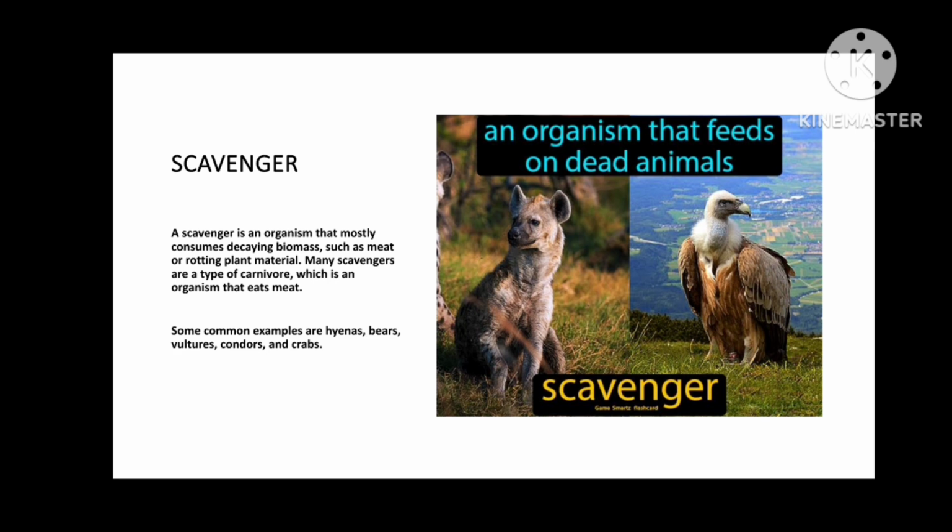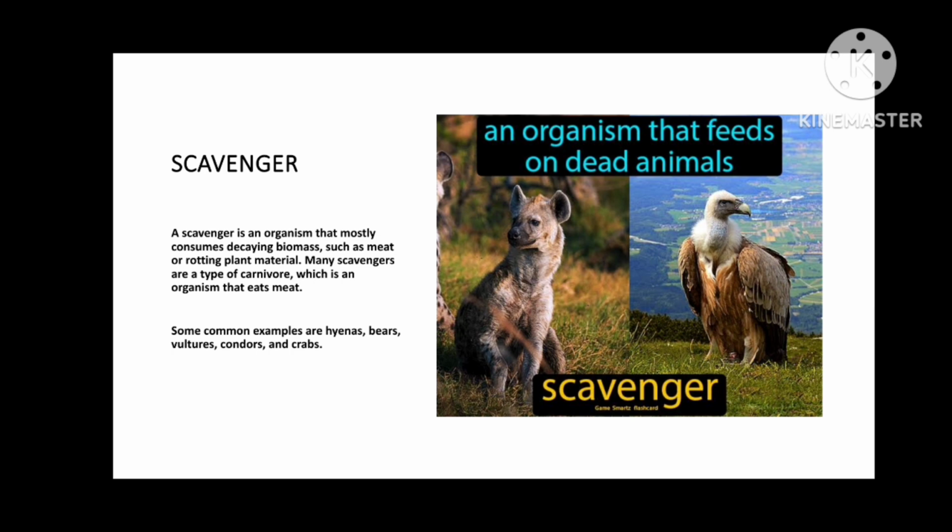Scavengers. These organisms feed on the dead animals or the rotten meat, etc. These animals also help to keep our environment clean. Top scavengers are eagle, vulture, hyenas, crabs, crow, etc. These animals feed on the food left by the carnivorous animals. These are also an important part of our ecosystem as they also help in keeping the environment clean.